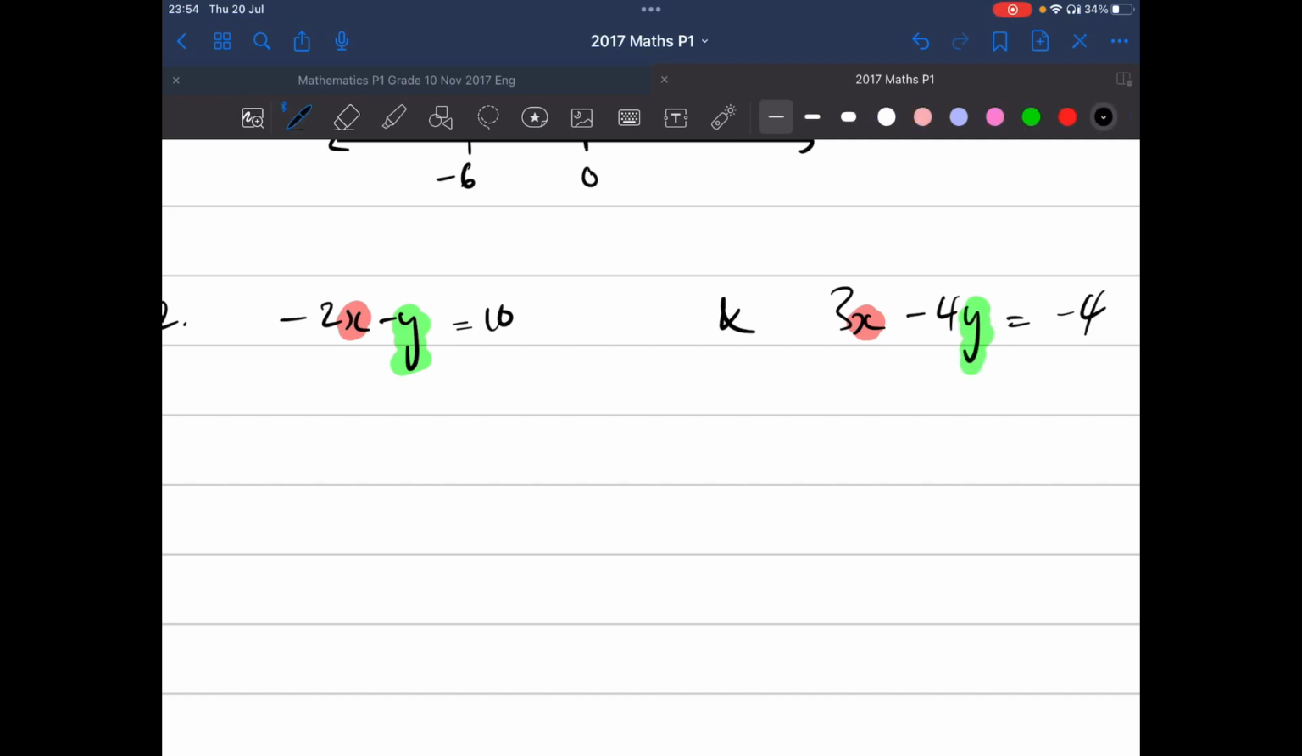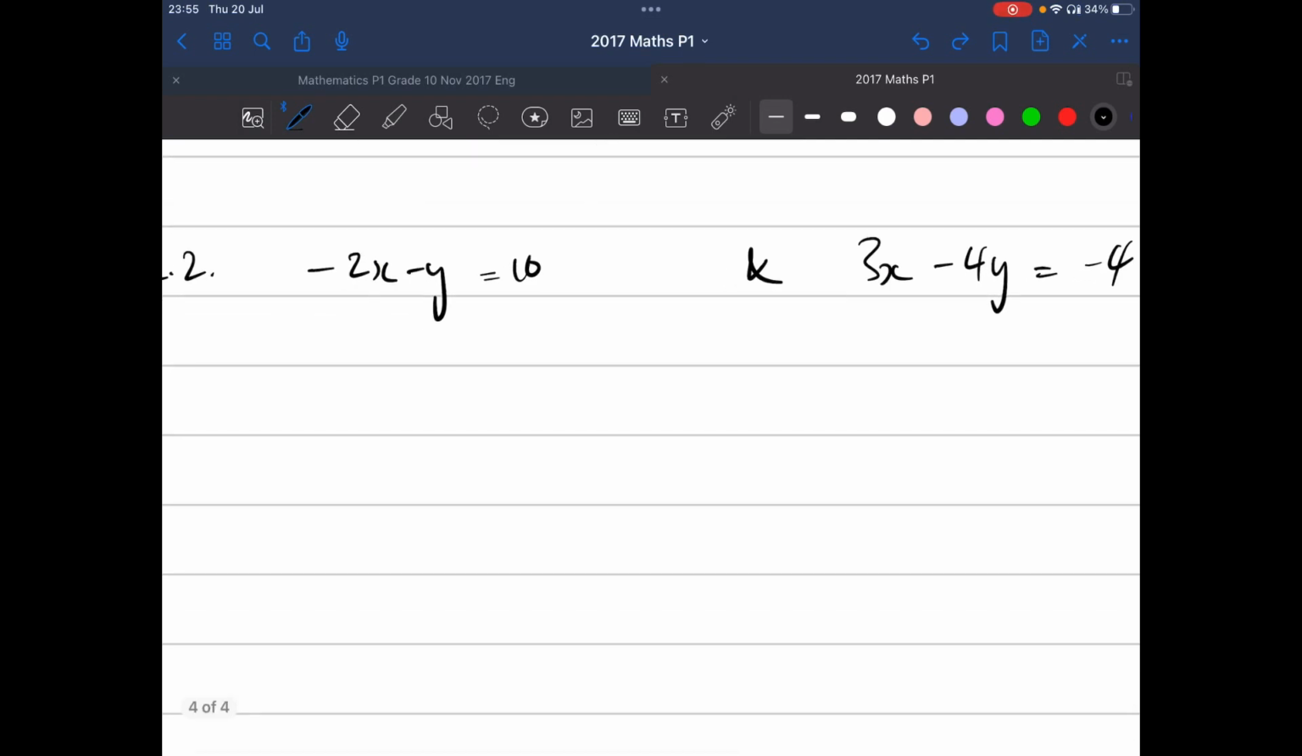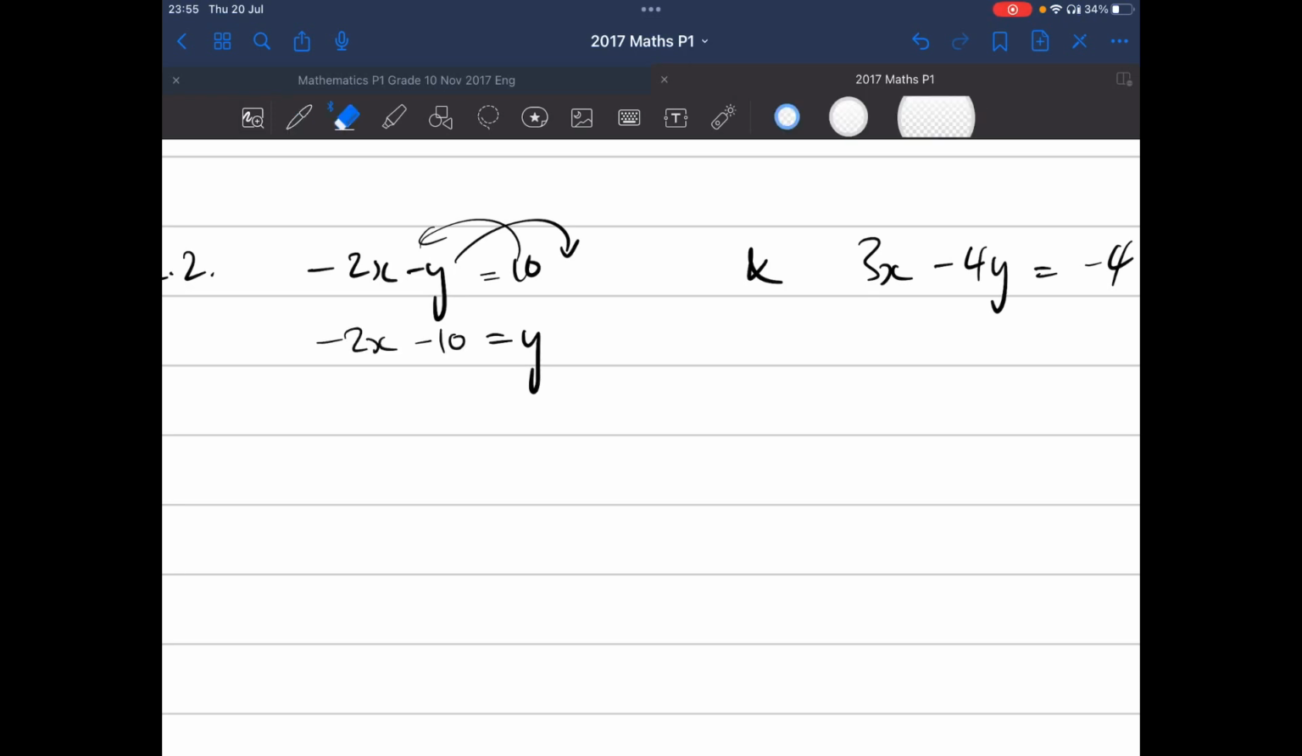Okay, so now let's pay attention to the coefficients on each of those variables. So we have minus 2 for x, we have minus 1 for that y, we have 3, and we have minus 4. Okay, so just looking at that there, it looks like the easiest one to isolate would obviously be this one here, because there's no number multiplying it there, it's just a negative 1. Okay, so let's see how we can isolate that. So let's bring y to this side here. Okay, so now it will become positive, and let's bring 10 to that side. So now we'll have minus 2x minus 10 equals y.